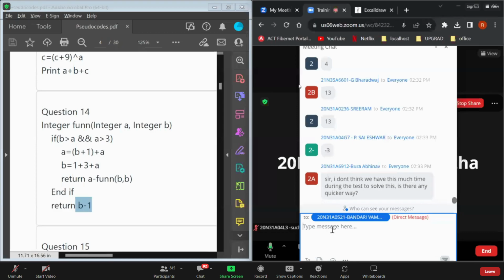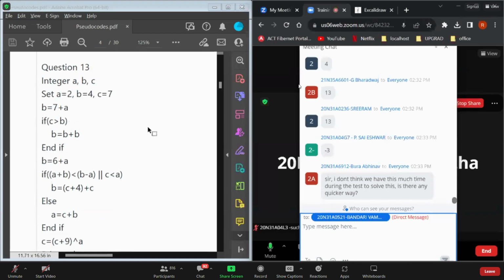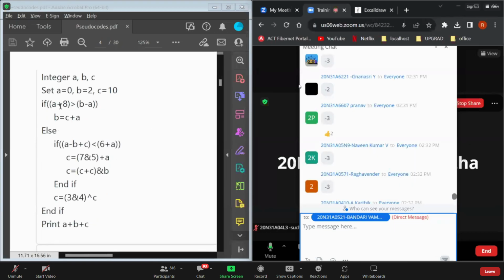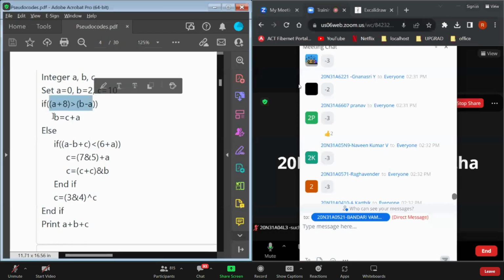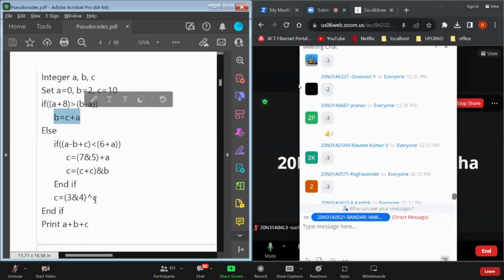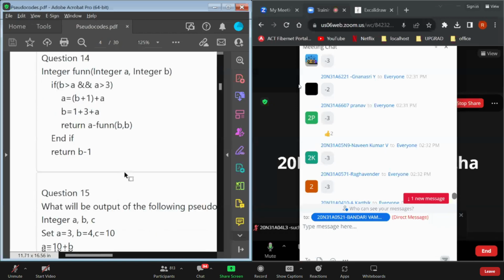See, the thing is, there are a few questions which are much easier. For example, where was the question? Look at this. Here the first condition itself is true. So just execute one line and go with a plus b. It hardly takes 20 to 30 seconds. You're only executing b equal to c plus a. That's it. So a few problems are completed 30 seconds early. So that extra time you can spend on problems like this.